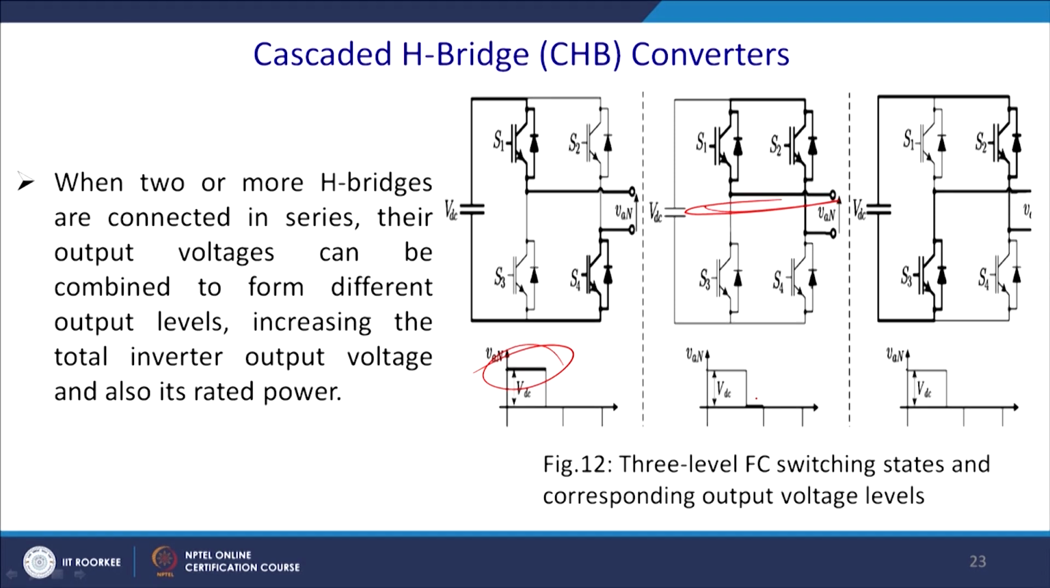Similarly, if you switch this off and this and this on, then you get minus VDC. So, this is the way you are going to get the different voltages, and you can cascade them. So, you can get the staircase waveform.